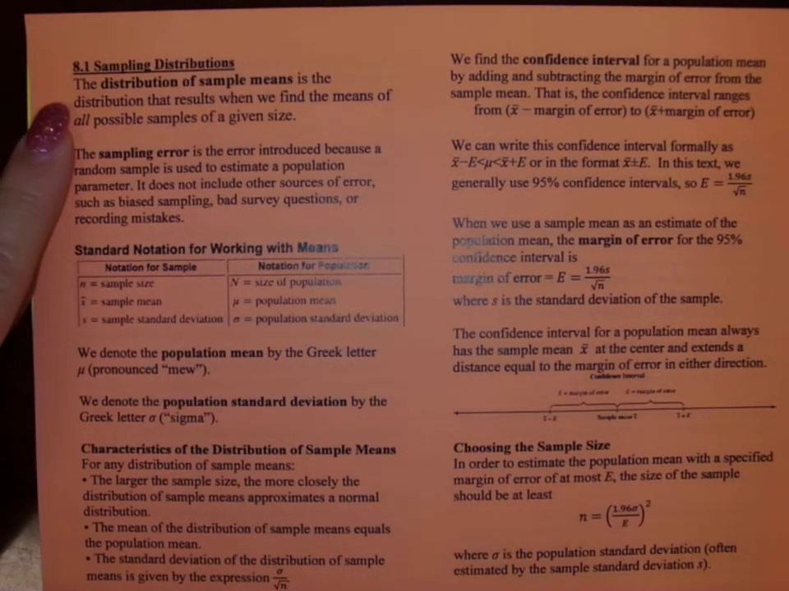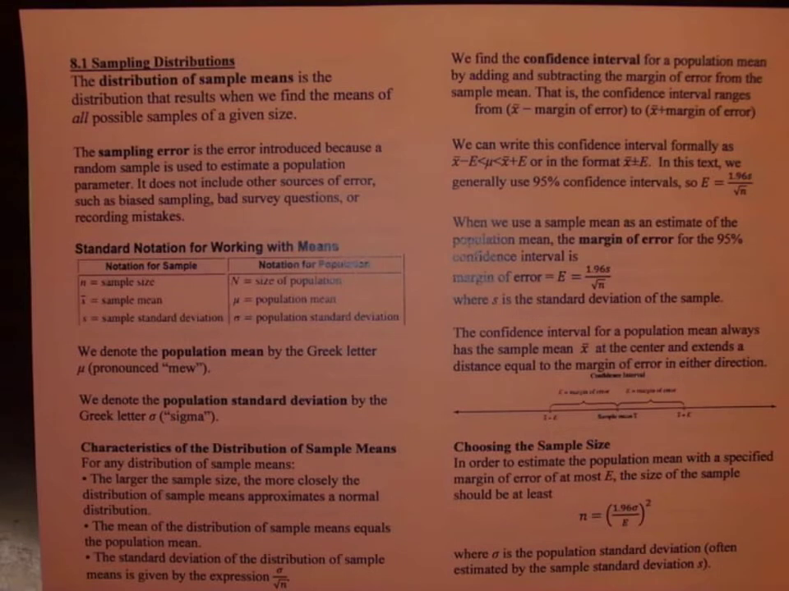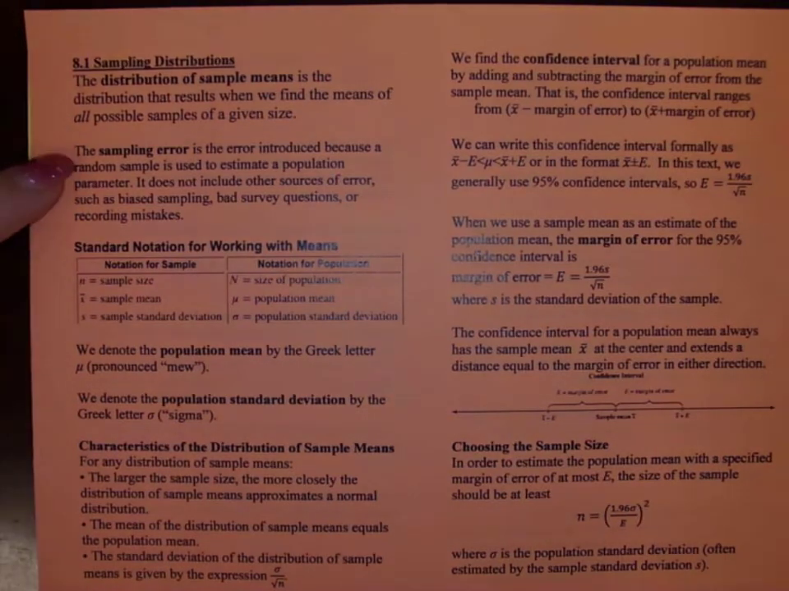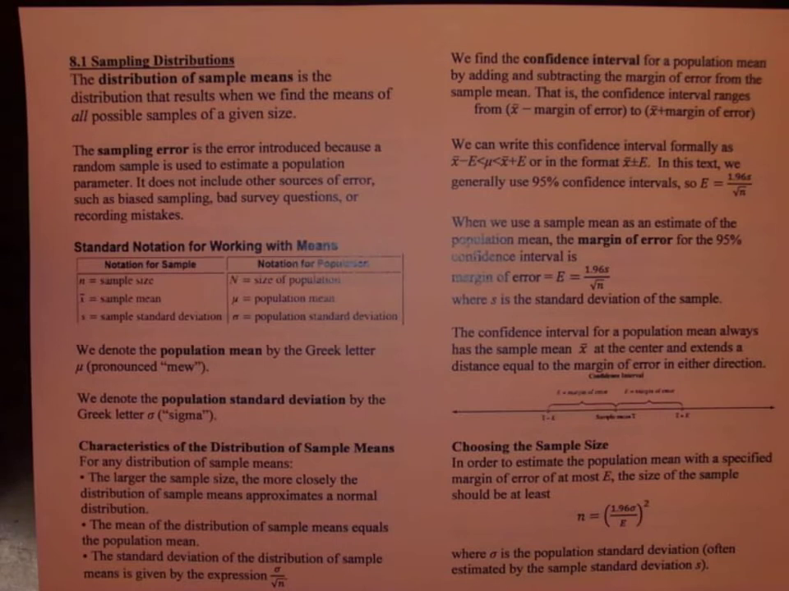Well, the distribution of the sample means is the distribution that results when we find the means of all possible samples of a given size. And the sampling error is the error that's introduced because a random sample is used to estimate a population parameter. It does not include other sources of error, such as biased sampling, bad survey questions, or recording mistakes. It's just an error that happens.